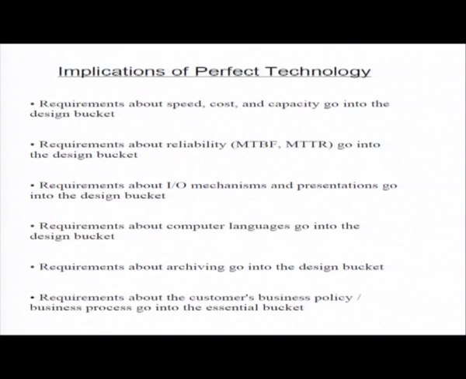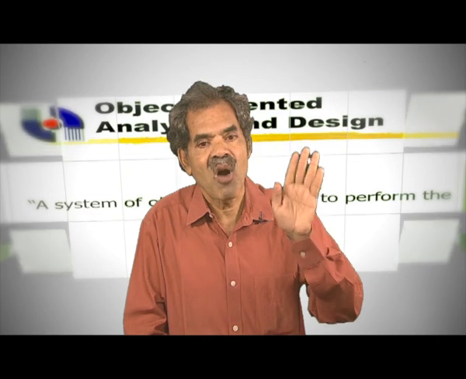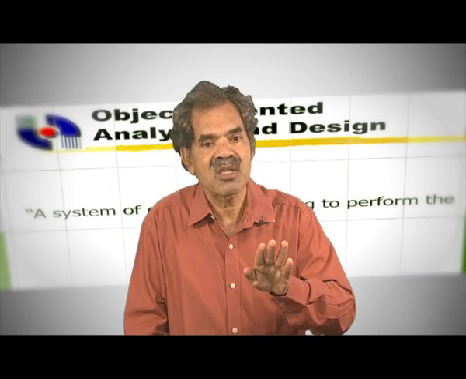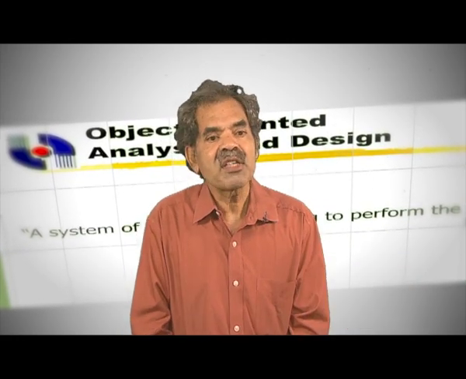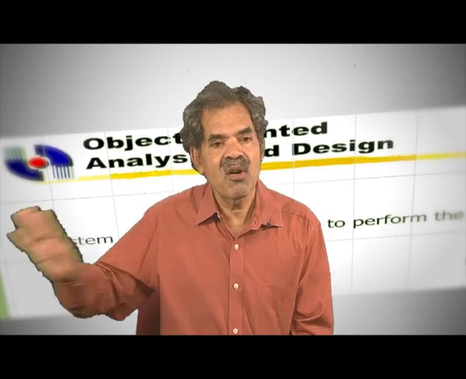Most of the things which we have been spending time on are at a later point in time. The moment you talk about perfect technology at the first step, it will happen. It will happen like we wished. Requirements about customers' business policy, business process go into the essential bucket. So, we have taken away 5 things. Out of 6 things, the presumption of perfect technology has given us a clear focus on what the business process is demanding, what the customer is demanding. That will be the focus, not what the technology is either limiting or flying out the customer. So, out of 6, 5 of them will go away to a later point.